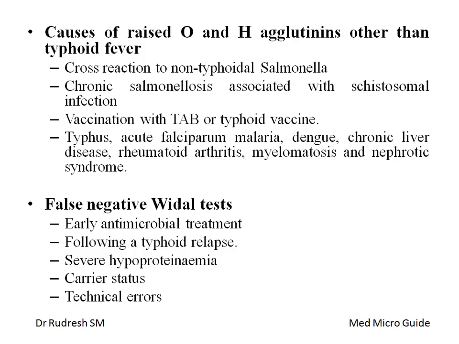False negative results can also occur if you treat the case early. Early treatment will prevent much of the immunological response, thereby decreasing the titers, and it will be shown as a false negative result. Then following a typhoid relapse, the relapse will weaken the immunity, thereby decreasing the amount of antibody produced in the body. Severe hypoproteinemia, carrier status, and sometimes technical errors can give rise to false negative Widal results.